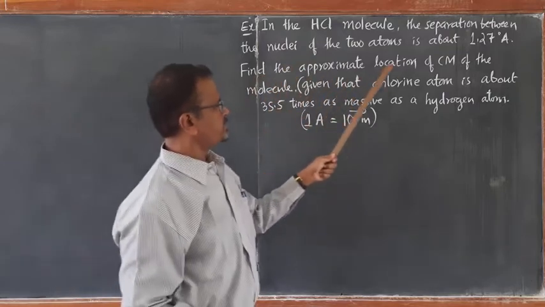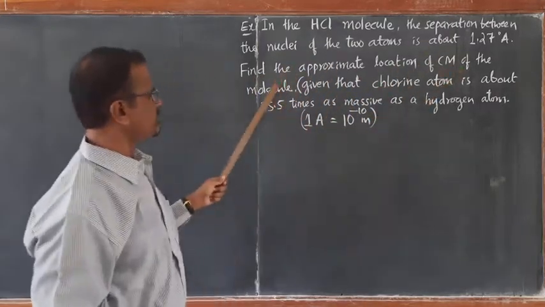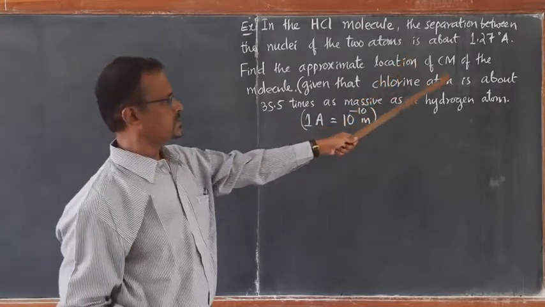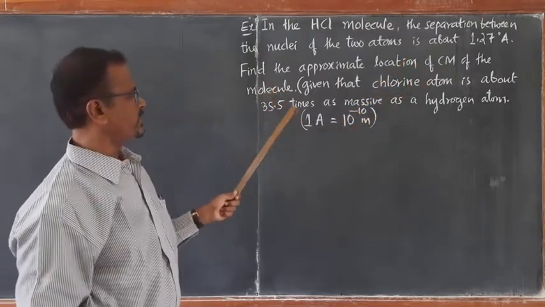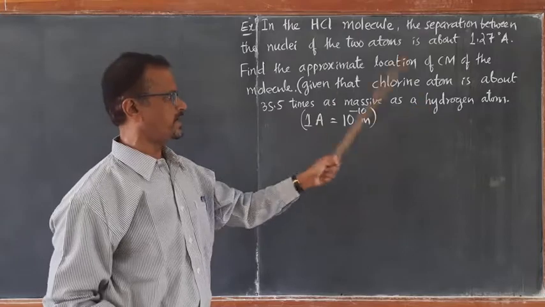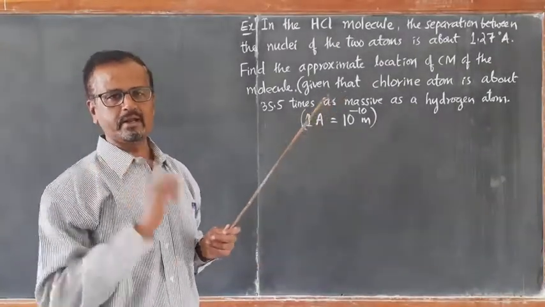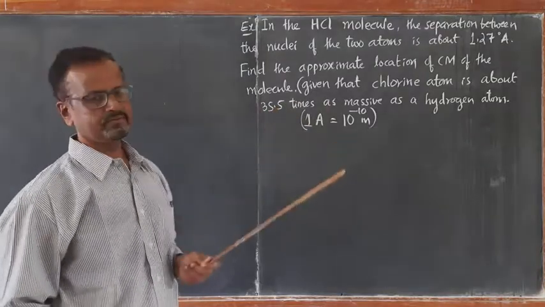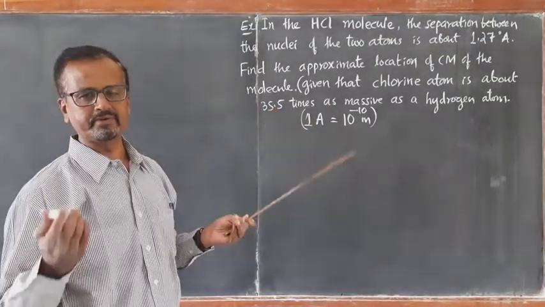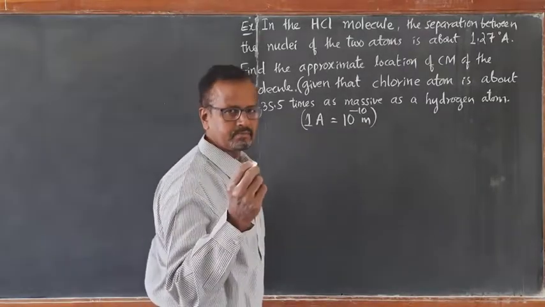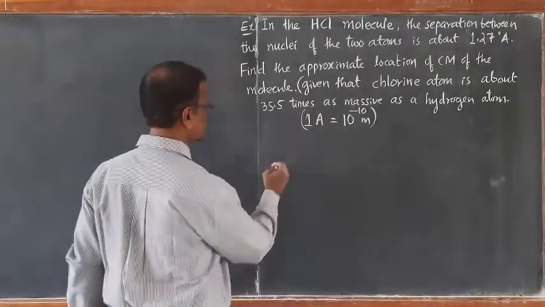Find the approximate location of the center of mass of the molecule, given that a chlorine atom is about 35.5 times as massive as a hydrogen atom. You know, the atomic mass of hydrogen is 1 and the atomic mass of chlorine is 35.5, right? So you are asked to find the location of the center of mass.